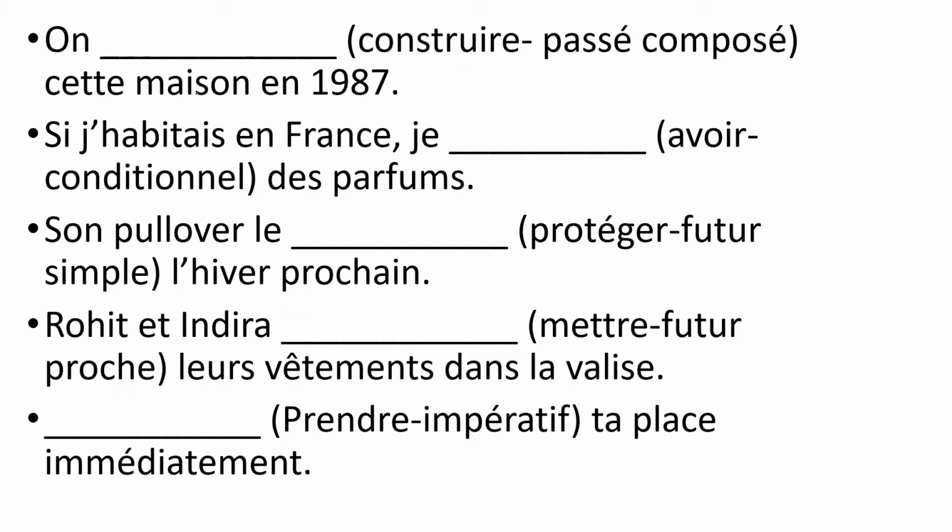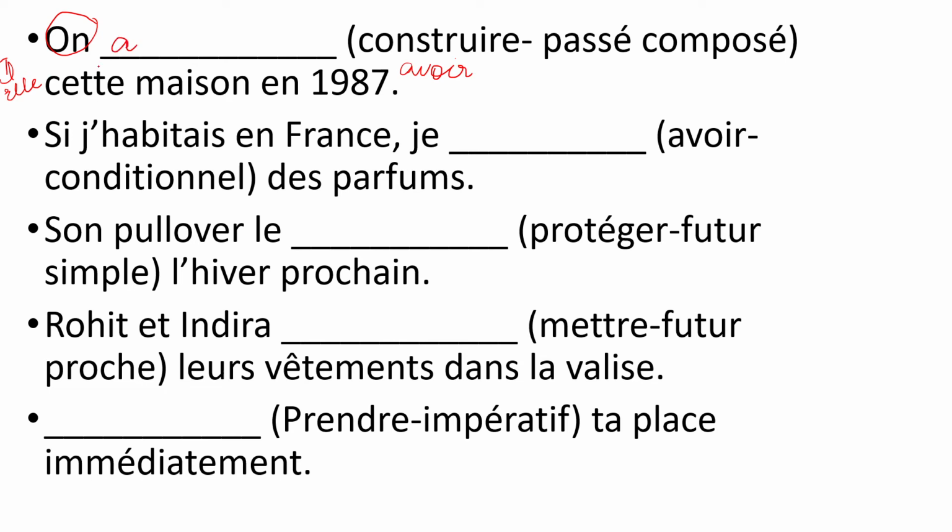Next, construire has to be put into the passé composé for on. Now don't get scared when you see on. On conjugates the same way as il and elle. So just treat it like it's il and elle. You have to put construire in the passé composé. So, it's a normal verb as in it goes with avoir and not être. Okay, the auxiliary. So you have to put a.